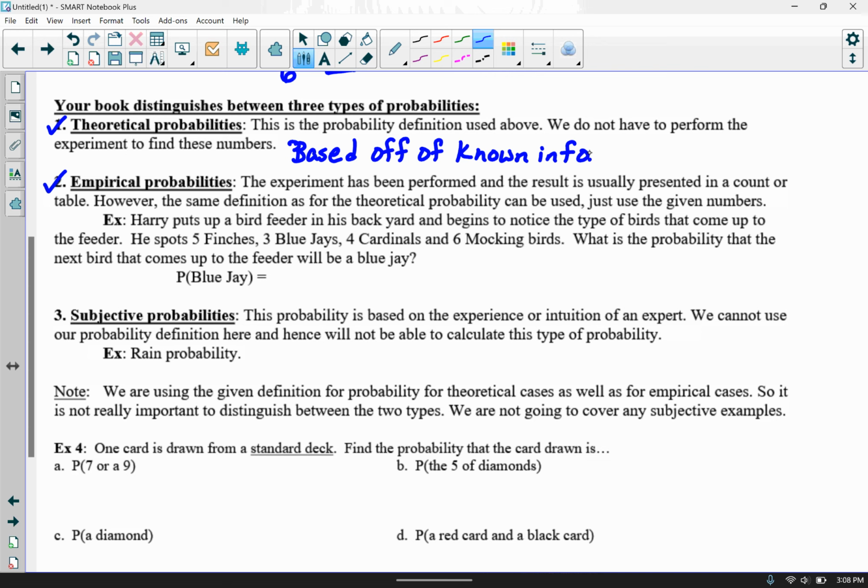So a theoretical probability, like I said, is based off of information that is widely known, that everybody knows to be true. Empirical probability, on the other hand, is where an experiment has been conducted. The information in regards to that experiment is being relayed to you, and then you're asked to make a probability prediction from the information provided. So here's what I mean.